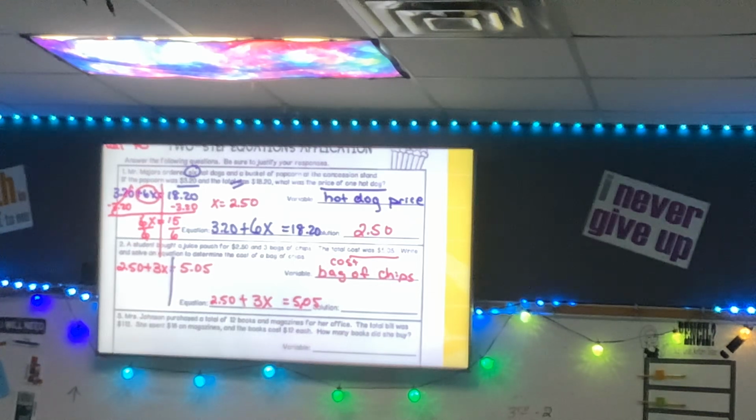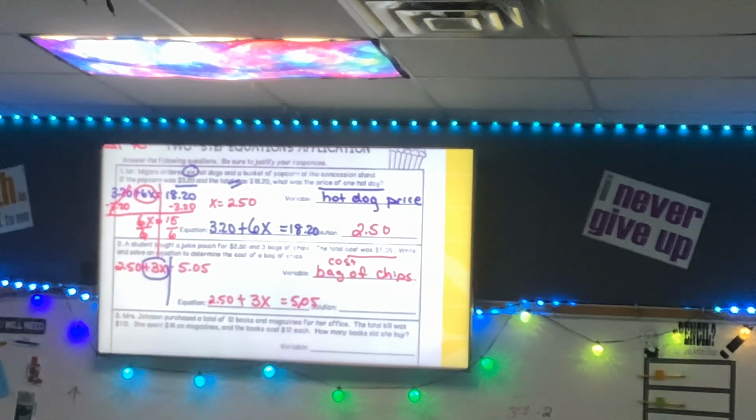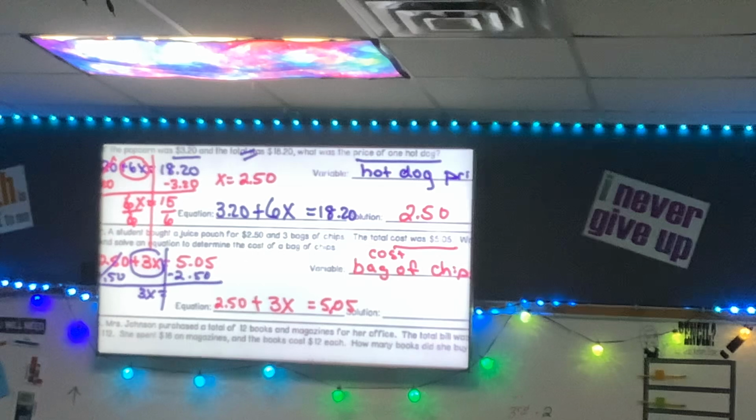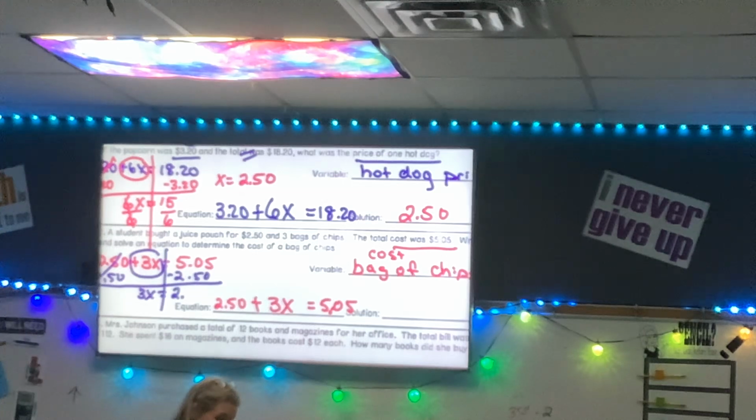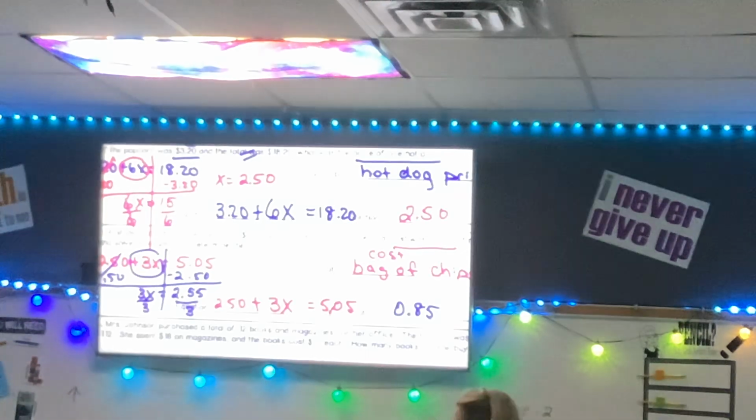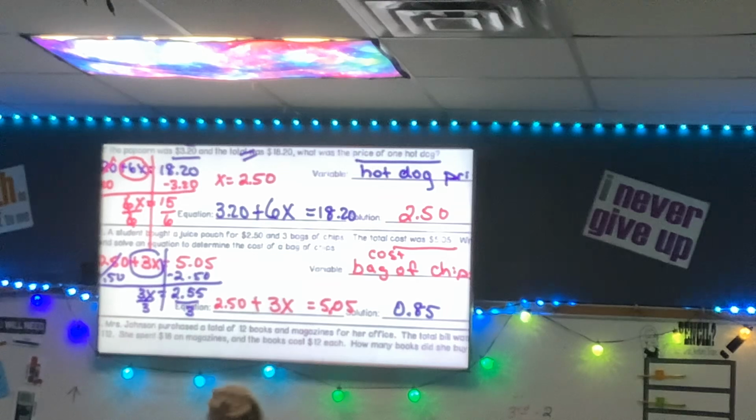So I draw my line. I circle. Cover, cover. What's the opposite of positive 250? Negative 250. What you do to one side, you do to the other. What is 505 minus 250? 255. What do I do now? Divide by 3. It gives you 85 cents. 85 cents is correct. You try number 3.